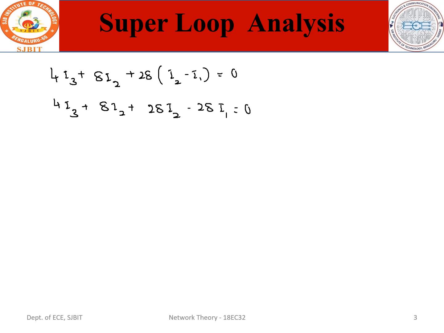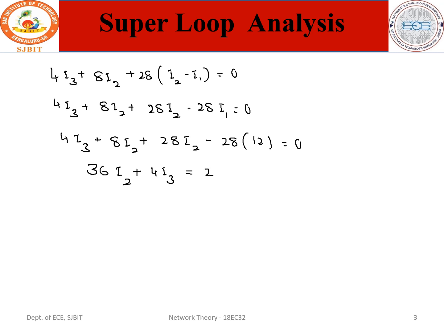But I1 is equal to 12 amps. Substitute that value: 4I3 plus 8I2 plus 28I2 minus 28 into 12 is equal to 0. This becomes 36I2 plus 4I3 is equal to 28 into 12. This becomes 9I2 plus I3 is equal to 84. Call this equation 2.